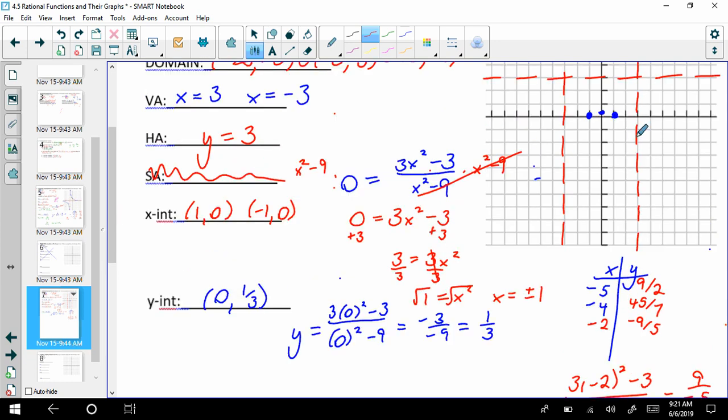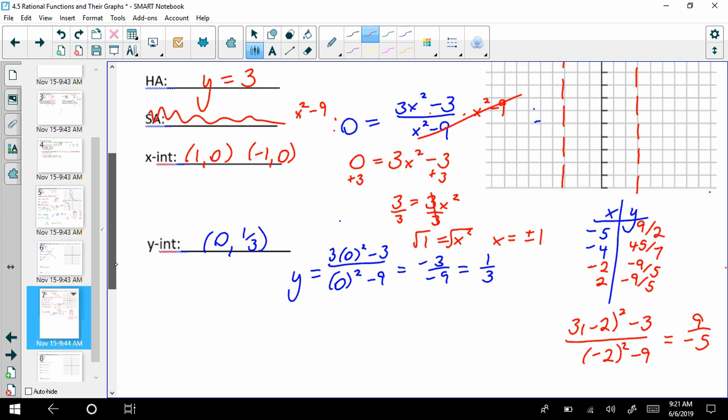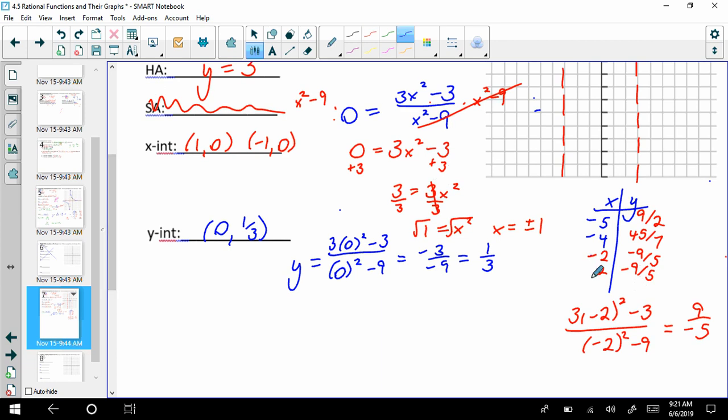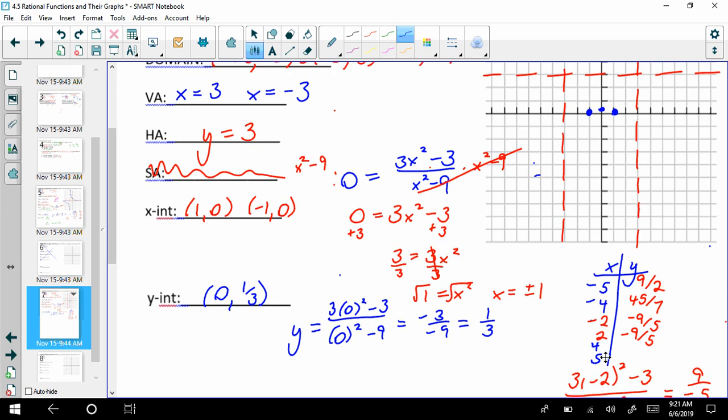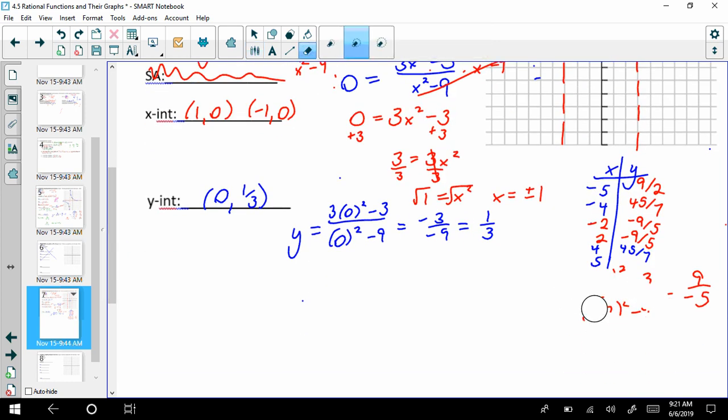So now looking on the right side where the asymptote is 3, let's do 2. I'll tell you, if you plug 2 in, doing the same process, you will get negative 9/5. And then I'm going to do a couple more yet. I'm going to do 4 and 5. Just to save time, if you plug 4 in, doing the exact same thing, you get 45 over 7 out. And if you plug 5 in, you get 9 over 2 out.